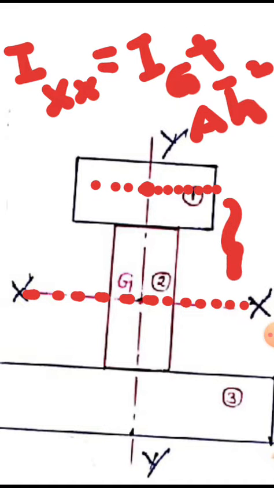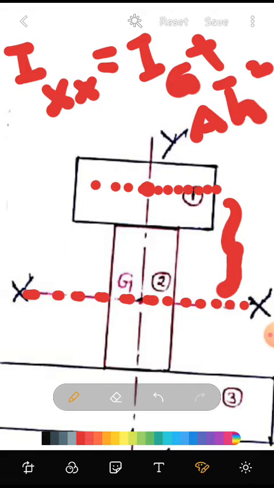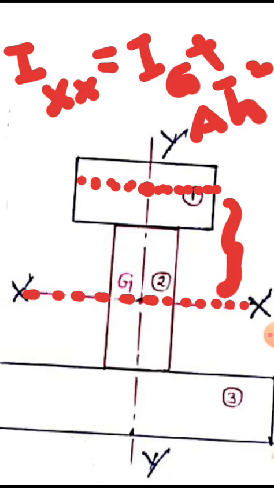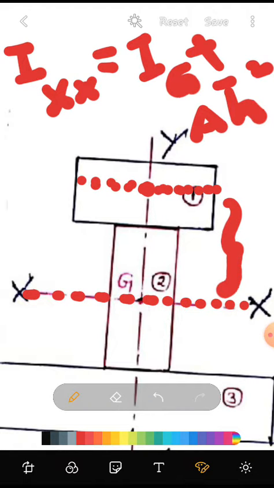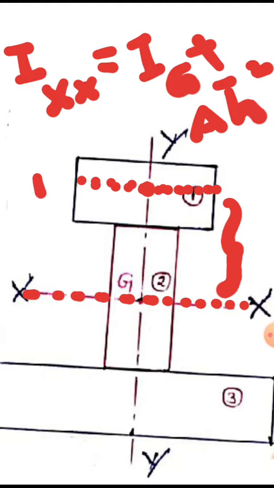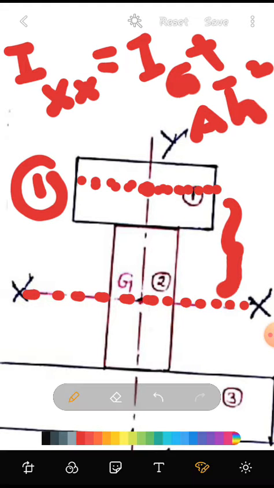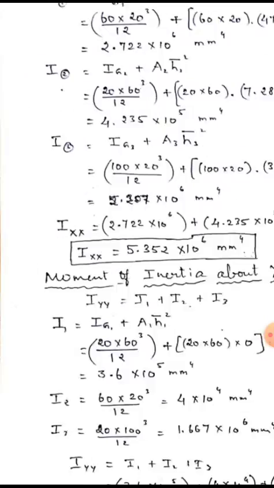This distance is the h bar distance. So if we can find the area, the h bar distance, and the local centroidal moment of inertia, then we can find the moment of inertia of the first rectangle with respect to the global centroidal axis. This is the parallel axis theorem.